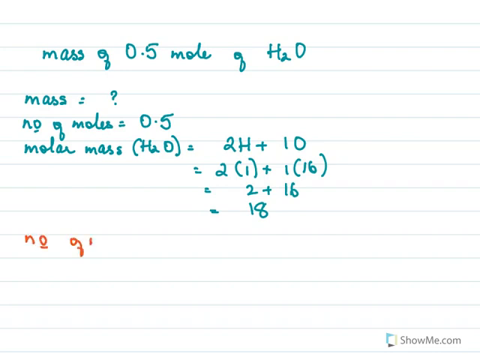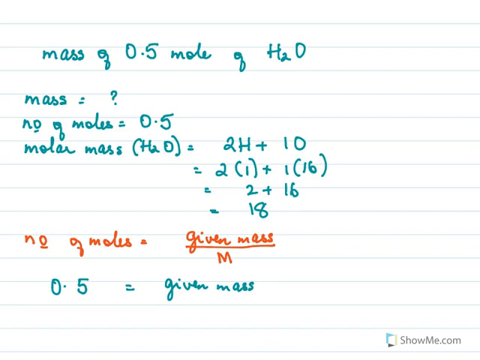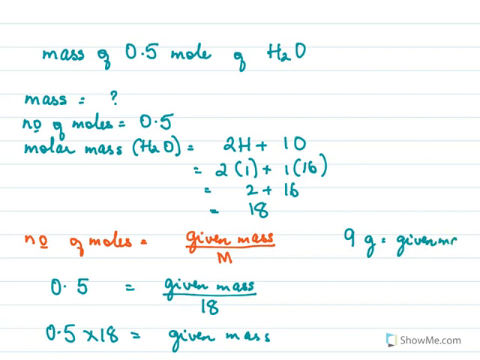Here again we use the first formula, number of moles equal to given mass over molar mass. Number of moles is 0.5. Given mass we don't know. Molar mass is 18. So 0.5 into 18 equal to given mass. So 0.5 into 18 is 9. So 9 gram equal to given mass, which means now the answer: 0.5 mole of water equal to 9 gram.